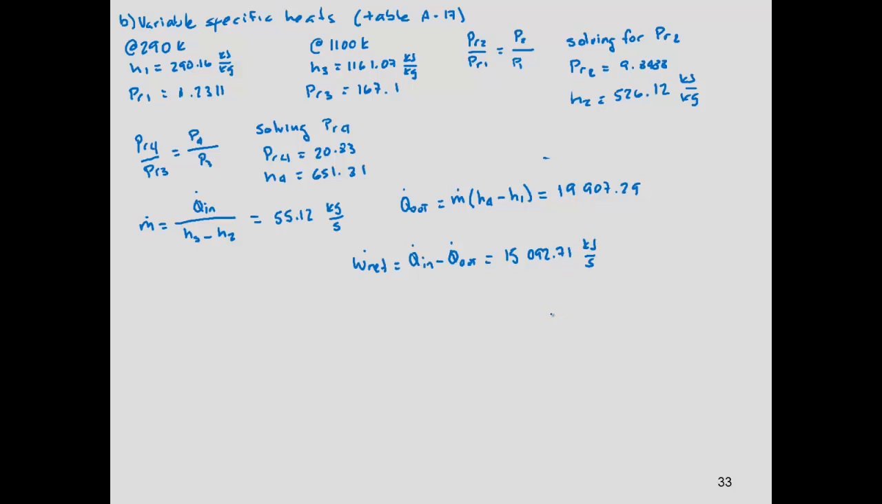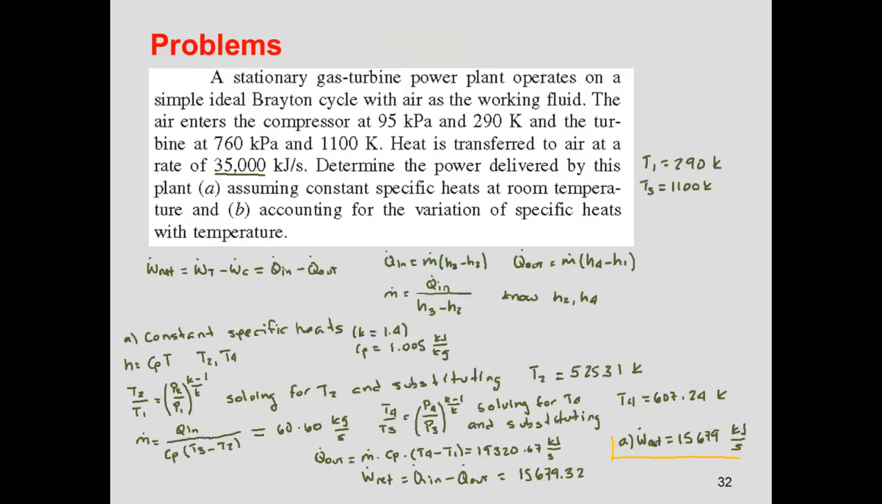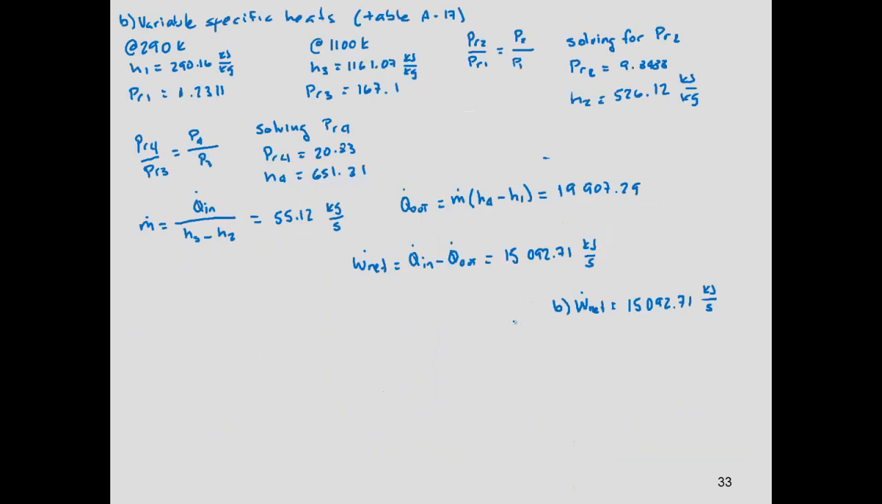So with variable specific heats, our net power will be 15,092.71 kilojoules per second, different from part A that was 15,679. So this is our second result.